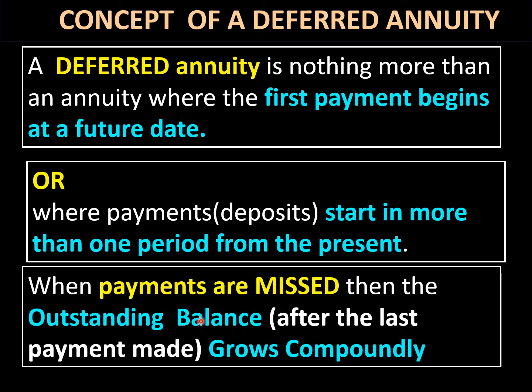In the case of missed payments, you'll have to work out the outstanding balance after you made your last payment before you started missing. And that outstanding balance will then grow compoundly, and it depends how many payments you missed. If you missed 3, you'll have to compound it for 3 of those payment periods. If you missed 5, you'll have to compound it for 5 of those compounding periods. And then you can recalculate the new payments.